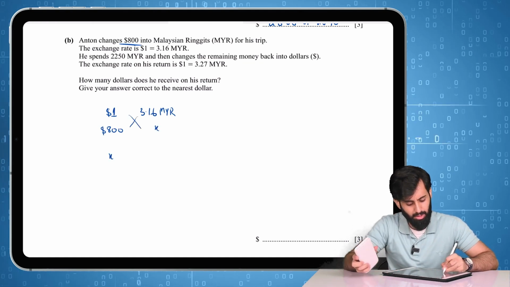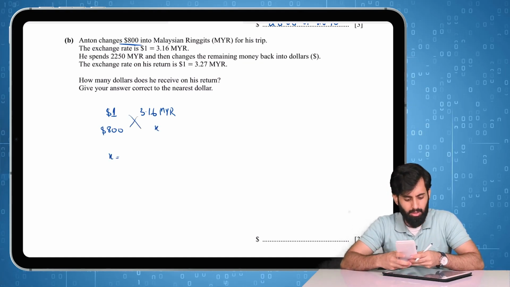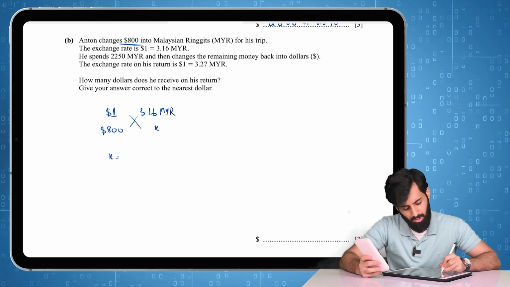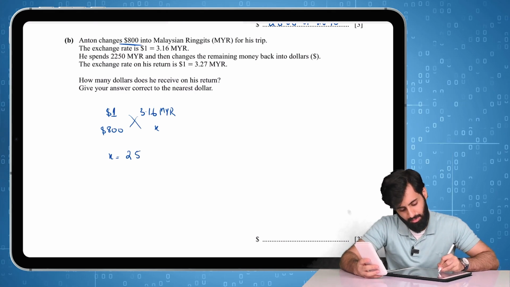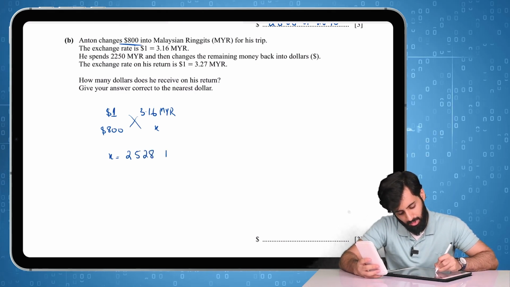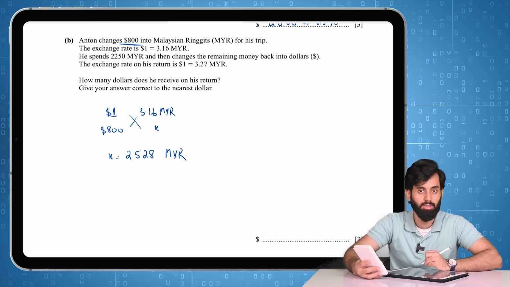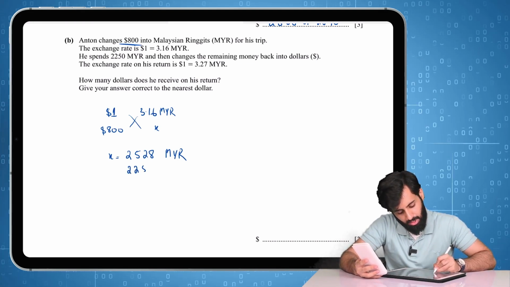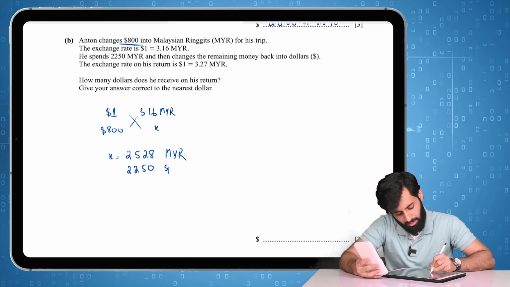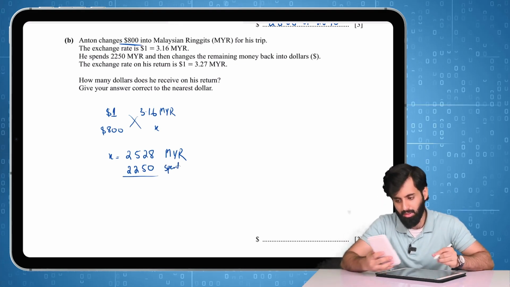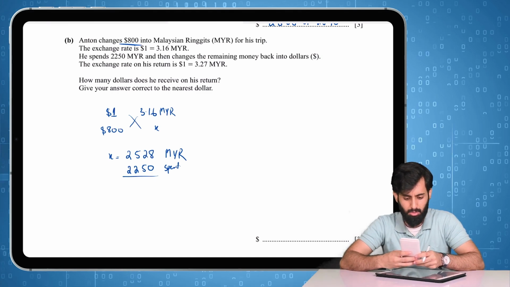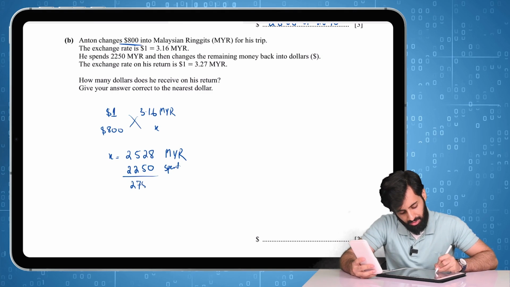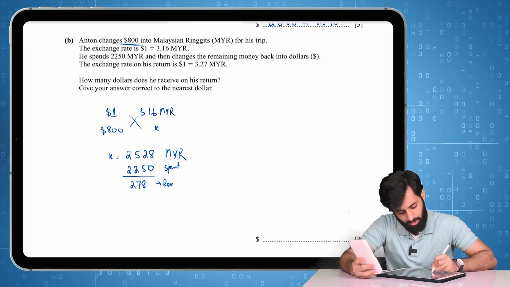So let's cross multiply. 800 multiplied by 3.16 gives me 2,528 Malaysian ringgits, right? That's sorted out. Now, remember that he is going to spend 2,250 of this amount. So the leftover amount, 2,528 minus 2,250, is equal to 278. So this right here is the remaining amount.